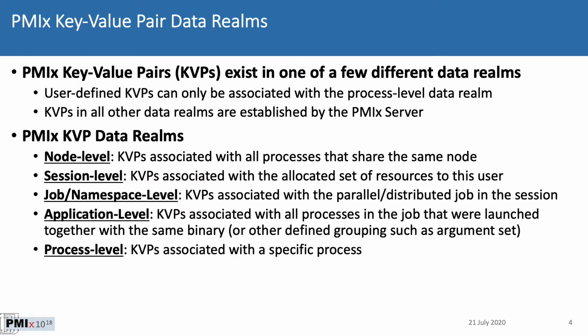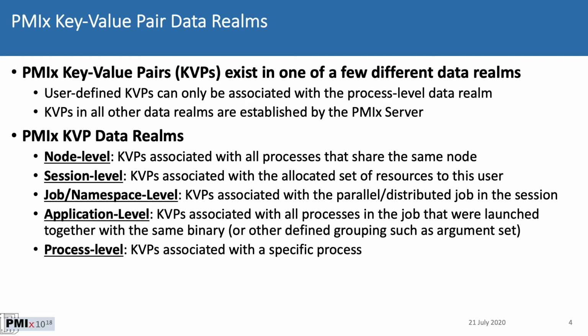PMIx key value pairs can exist in a few different data realms. So asking for, say, the local set of processes means something different when talking about processes in the job versus processes on a single node. And so with a single attribute and the associated data realm, you can express quite a bit of what you're looking for. User-defined key value pairs using PMIx put are only associated with the process level data realm, while the PMIx server and host resource manager define the data in the rest of the realms.